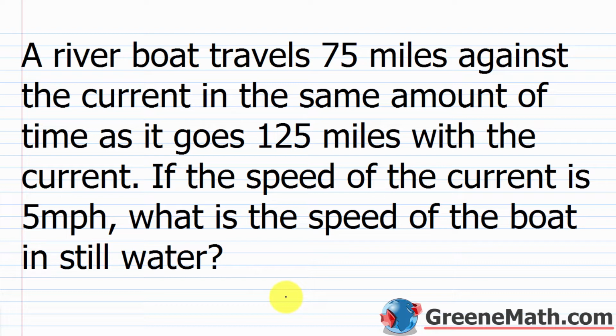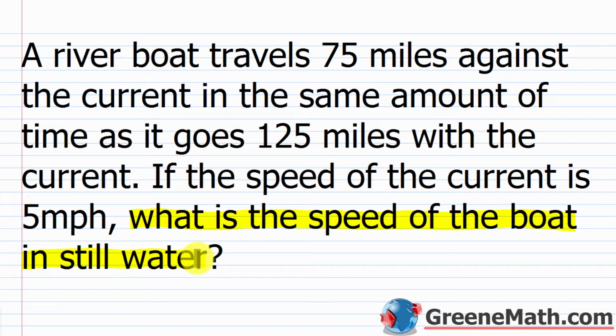So I want to start out with this problem here. So we say that a riverboat travels 75 miles against the current in the same amount of time as it goes 125 miles with the current. If the speed of the current is 5 miles per hour, what is the speed of the boat in still water? So what are we trying to find? We're trying to find out this right here. What is the speed of the boat in still water? So meaning if there was no current at all.